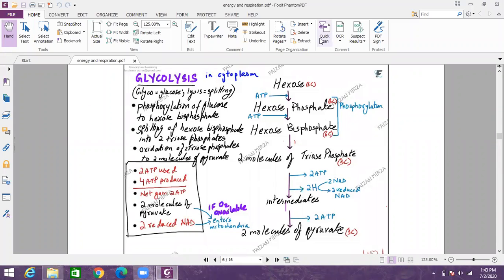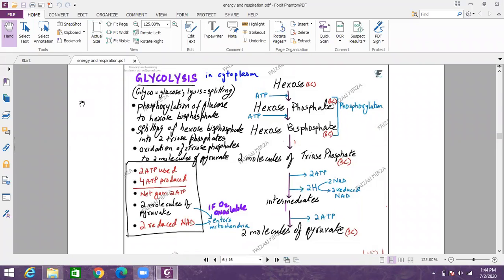So we are discussing glycolysis here. Glycolysis occurs in the cytoplasm. Glycolysis is all about splitting glucose into two molecules of pyruvate. You know, glucose is a six-carbon compound. When you split it into two molecules, they both will have three carbons each, and the molecules are called pyruvates. Now, what happens?